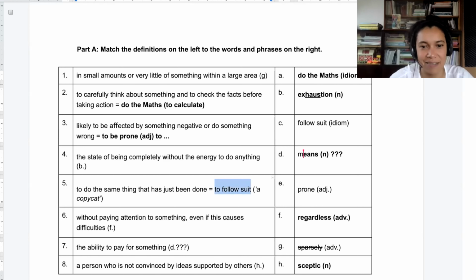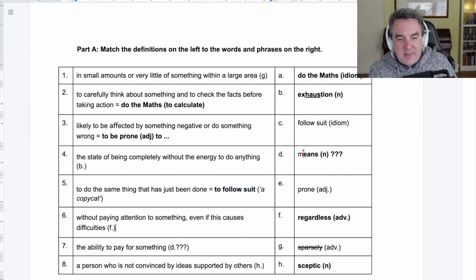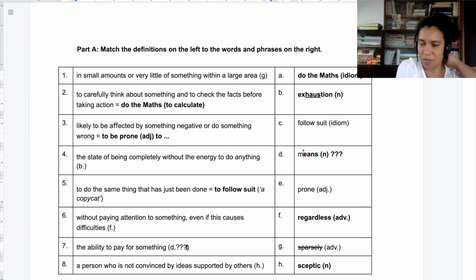Okay. All right. And then without paying attention to something, even if this causes difficulties, regardless. Yep. The ability to pay for something or not. The means. So again. Okay. Yeah. Now I understand. I was not sure, but now. Okay.